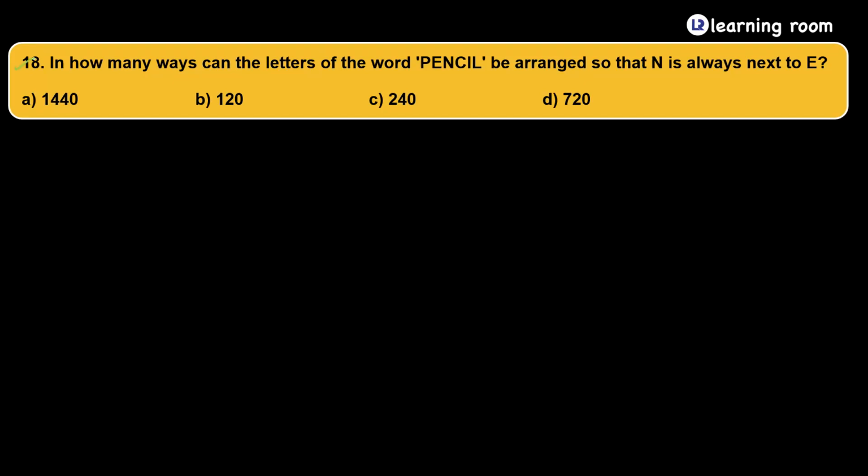So 18th one: in how many ways can the letters of the word PENCIL be arranged so that N is always next to E? So how many letters are there? 1, 2, 3, 4, 5, 6. Out of the 6 blank spaces, if I start with N, what should be the next letter? No, N is always next to E.